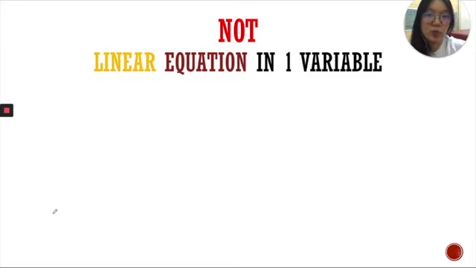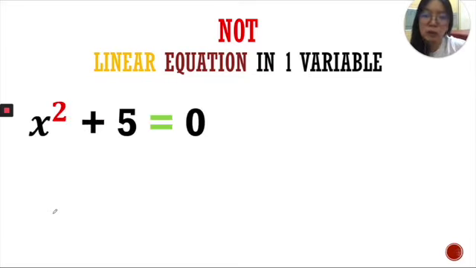I'm going to show you what is not a linear equation in one variable. x squared plus 5 equals 0. Check. Variable? Yes, only x. Check for equation? Yes, there is an equal sign. But linear or not? Check for the power of x. Power of x is 2. No. Power of x is 1, only then it is linear. So this is not a linear equation because the power of x is equal to 2.